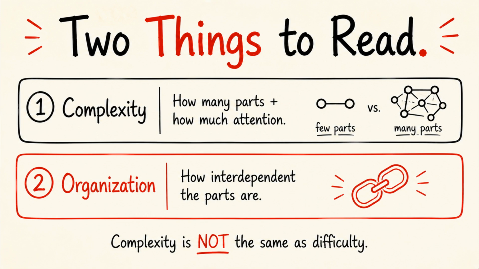Now, organization. Organization is about the relationships among the parts. A skill is highly organized when its parts are spatially and temporally interdependent, a chain of events where how you do one part depends entirely on how you did the part right before it. The basketball jump shot is the classic example.